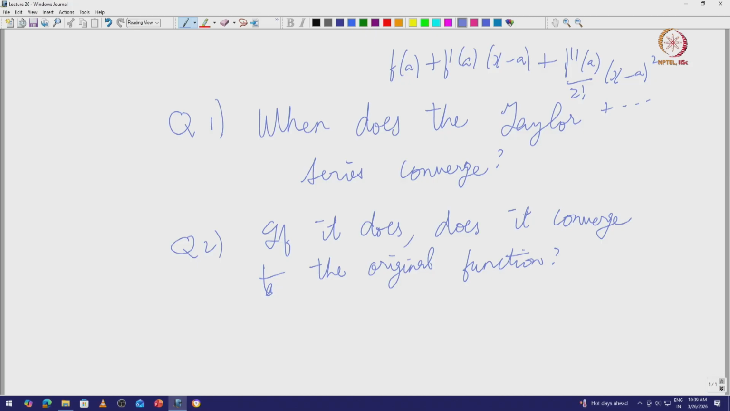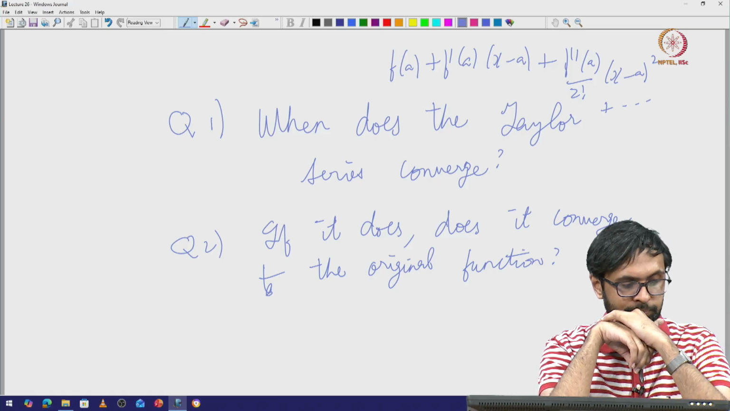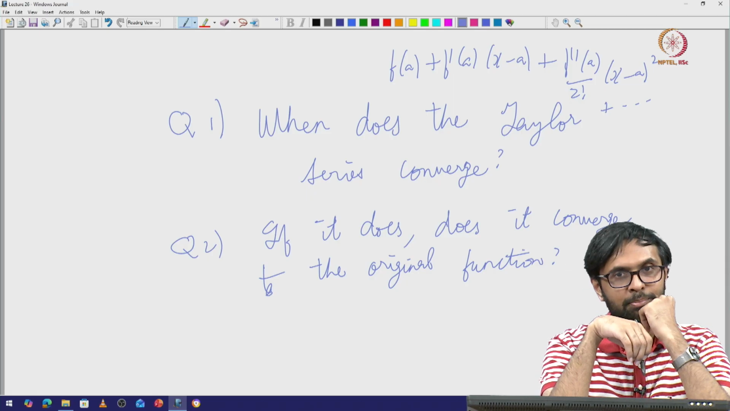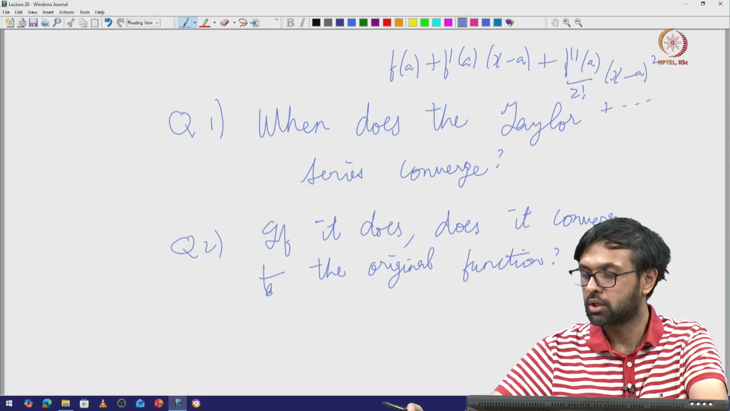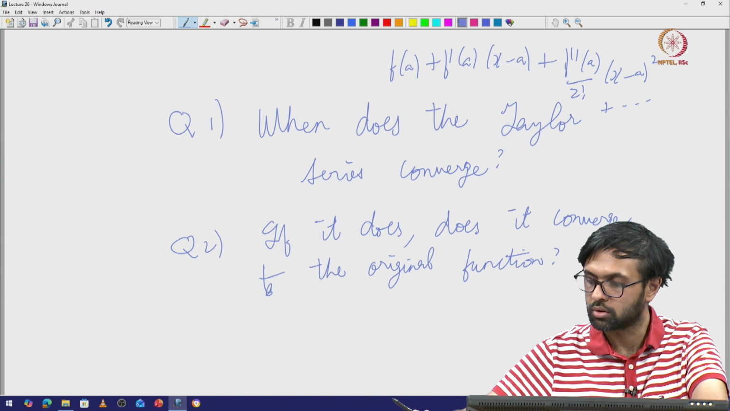When does it converge? This question can be answered, but rather than giving you the complete answer of when it converges and so on, which will take us somewhat far away from our objective in this course, which is really multivariable calculus, let me give you an example of when the Taylor series converges and when it does not converge, and what we really mean by convergence also.